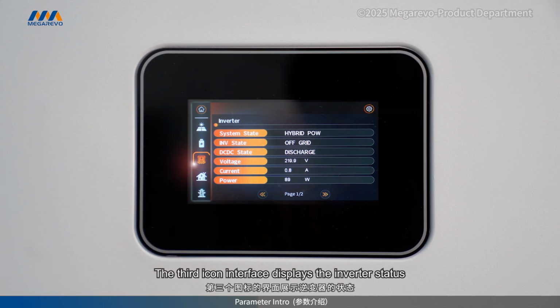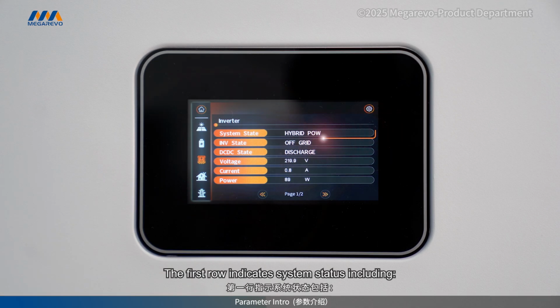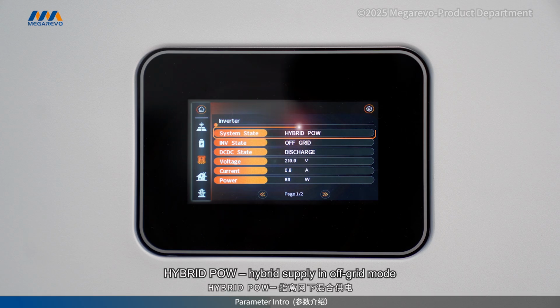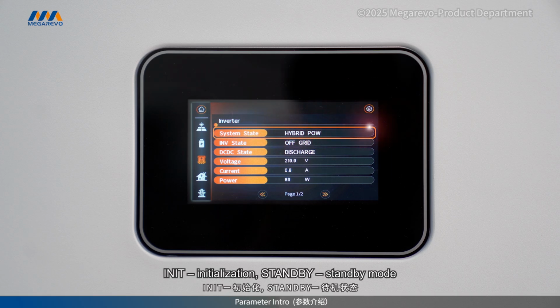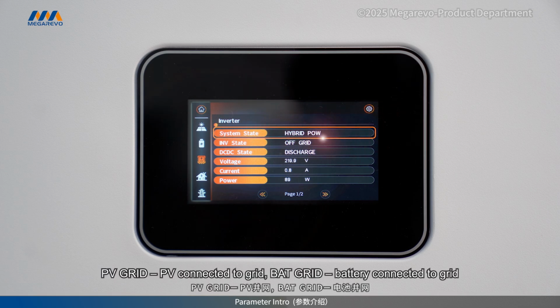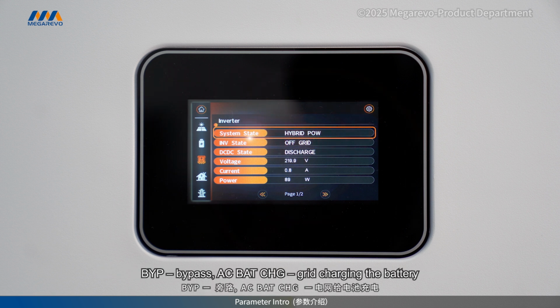The third icon interface displays the inverter status. The first row indicates system status including HYB POW, hybrid supply and off-grid mode, INIT, initialization, STANDBY, standby mode, PV GRID, PV connected to grid, BAT GRID, battery connected to grid, BYP, bypass, AC BAT CHG, grid charging the battery.